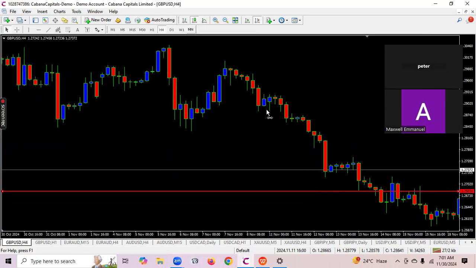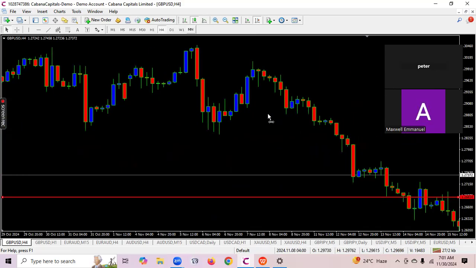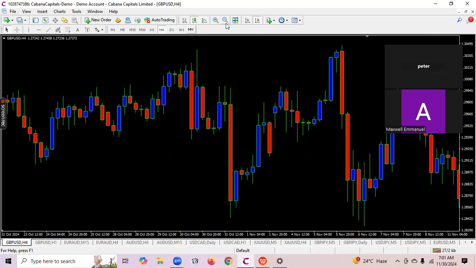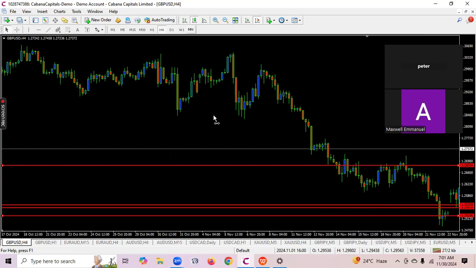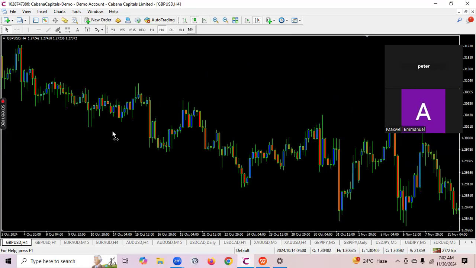So let me show you on the chart what happens after the formation of a doji. What price does after the formation of a doji. Let me look for a very good example.